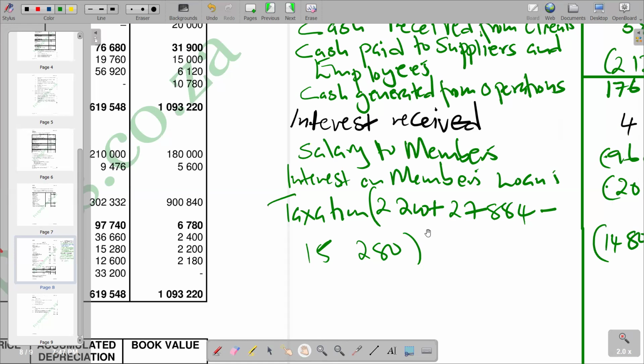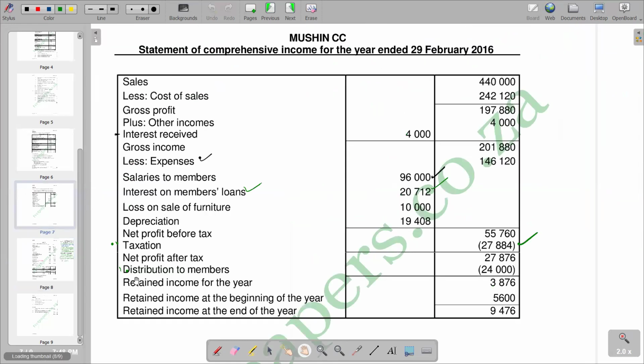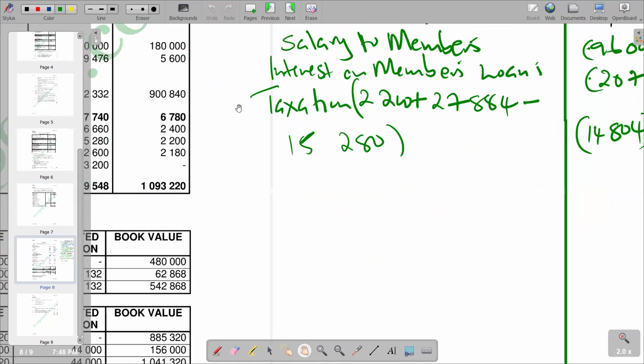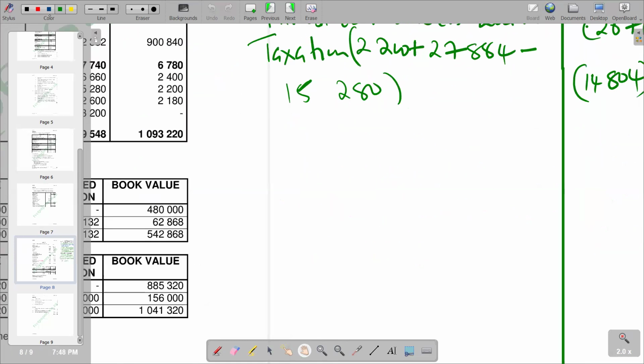As simple as that. So we go there and we see that the next item that we want to calculate is now distribution to members. For distribution to members, we are also going to do the same thing, whereby let's just put the description there, saying distribution.